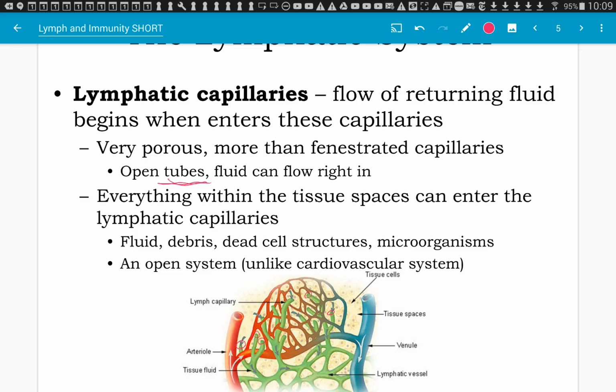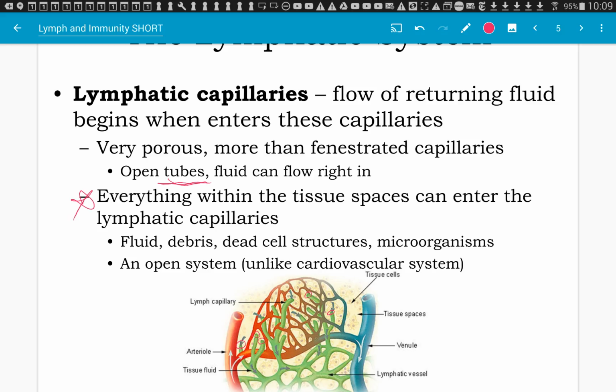Anything that's in the tissue space can actually get sucked into the lymphatic capillaries, and because they're open tubes, larger particles can also get sucked in, not just fluid or things dissolved in the fluid. So this is where infected cells or pathogens get sucked in, which is part of the job, and again why we clump this with immunity sometimes. Everything within that space enters the capillaries.